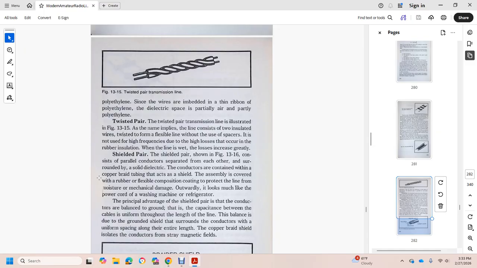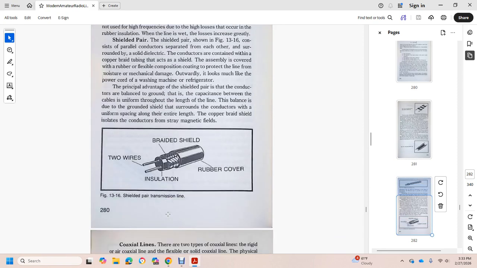The principal purpose of the shield pair is to conduct balance to the ground so that the capacity between the cable is uniform throughout the length of the line. The balance of the two conductors to ground, with the shield surrounding the conductors with uniform spacing over the entire length, and the copper braid shield isolate the conductors from magnetic fields.